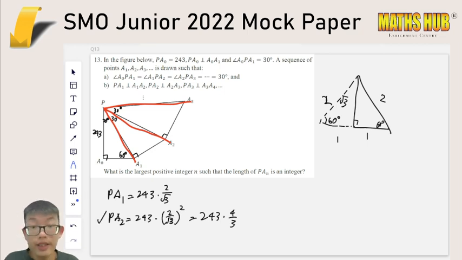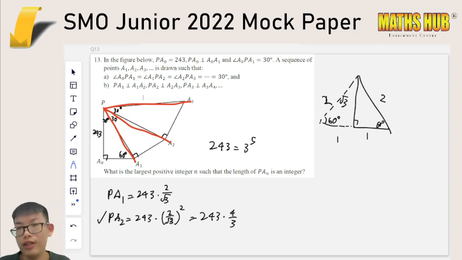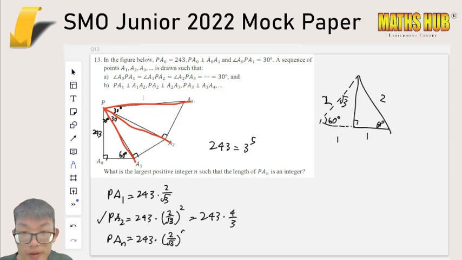Now, in fact, you realize that this is going to keep on continuing for the rest of our pattern, and 243 conveniently enough is 3 to the power of 5. Did I say power of 5? Sorry, I meant a fifth power of 3. And so this can continue, and every time you have the multiplication by 2 over root 3, it means that PAN is 243 times 2 over root 3 to the power of n.